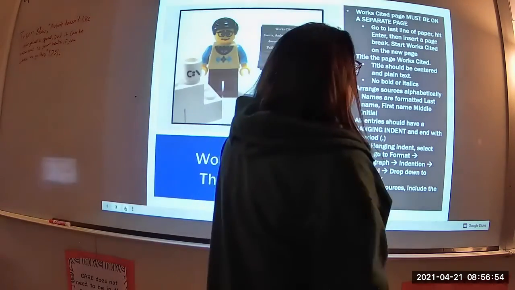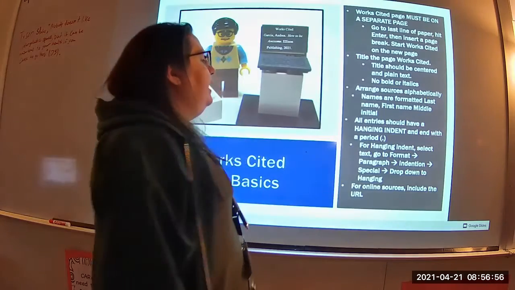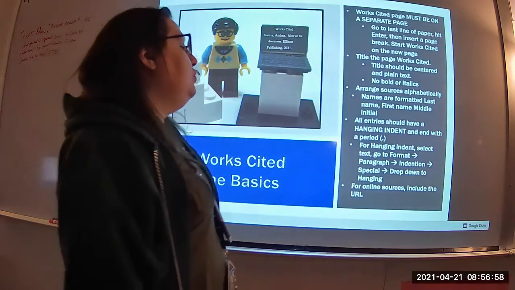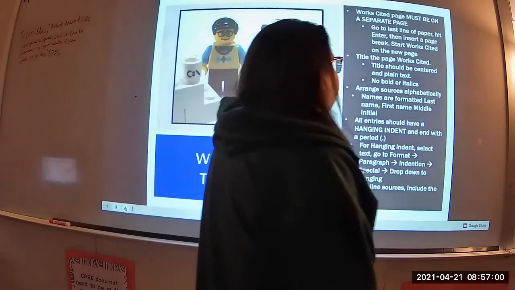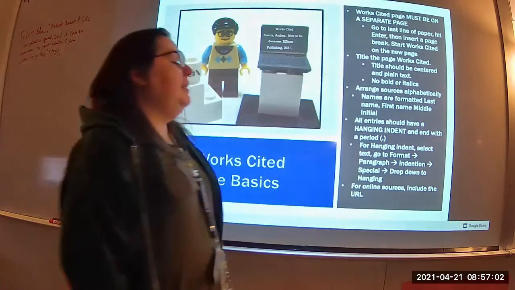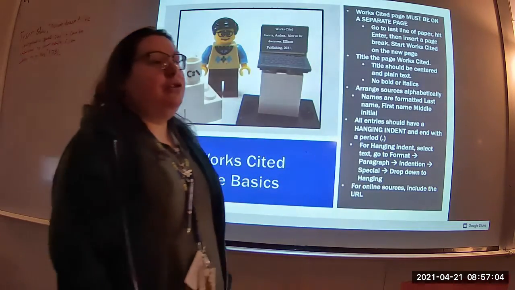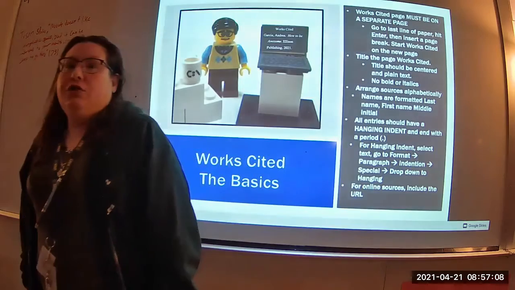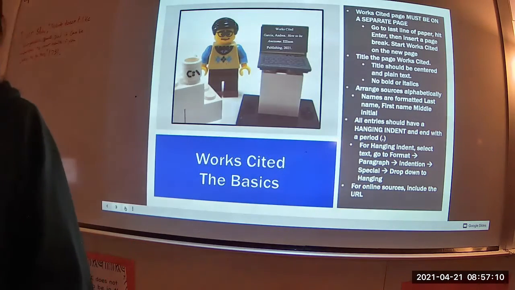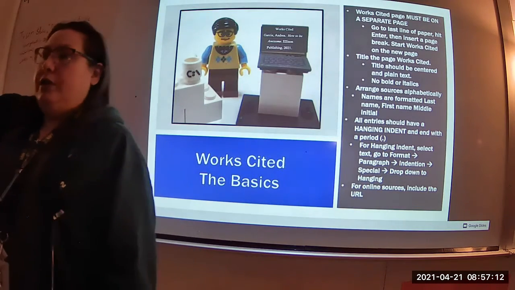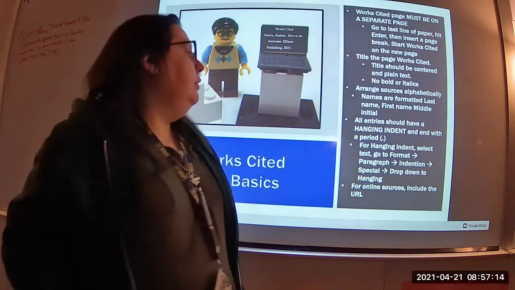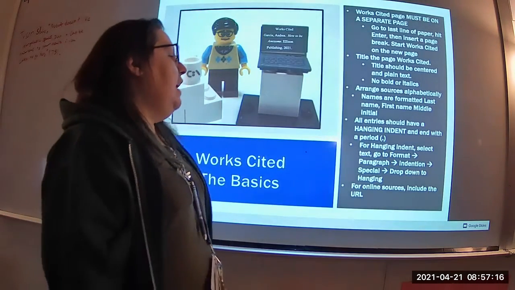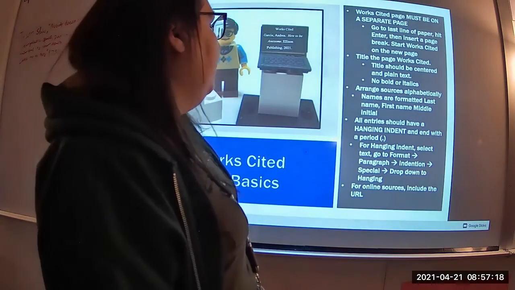Then the title should be centered in plain text, no bold or italics. You're going to arrange the sources alphabetically. Names are formatted last name, first name, and then middle initial. I am going to show you a way whenever we're using Word that even if you don't put them alphabetically, you can highlight everything and then there's a way to sort it and it'll sort it alphabetically for you. All entries should have what's called a hanging indent and end with a period.